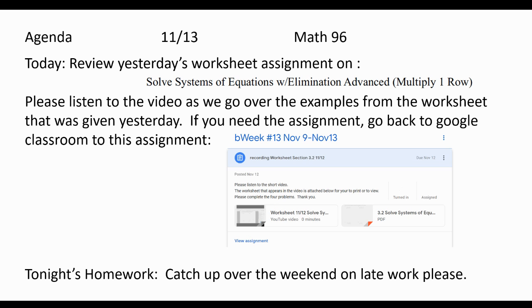So we're going to review yesterday's worksheet assignment on solving systems with multiplying by one row. So listen to the videos. We go over the examples from the worksheet that was given yesterday. If you need the assignment, go back to Google Classroom to this assignment. That's where you can find it. And then tonight's homework, catch up over the weekend on any late work, please. Okay.